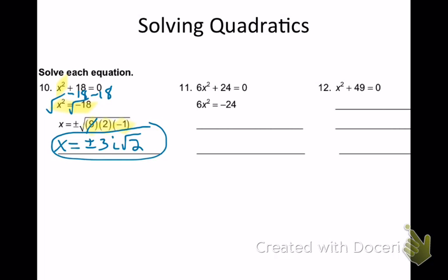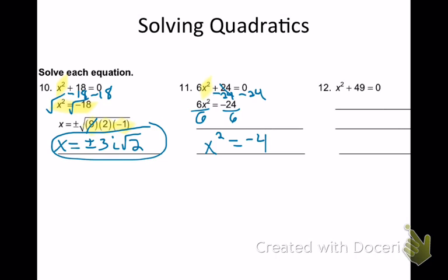So yeah, I get x equals plus or minus 3i square root of 2. 11, same idea here. I need to get x alone. So notice I subtracted 24 on both sides. So I get 6x squared equals negative 24. Then I need to divide both sides by what? So I divide both sides by 6. And that gets me x squared equals negative 4.